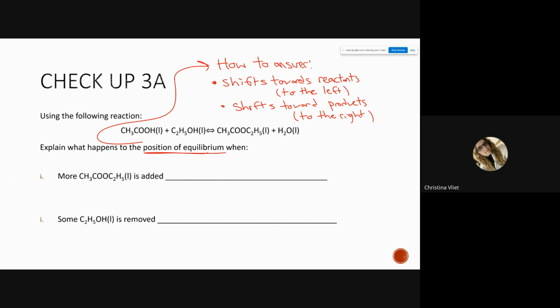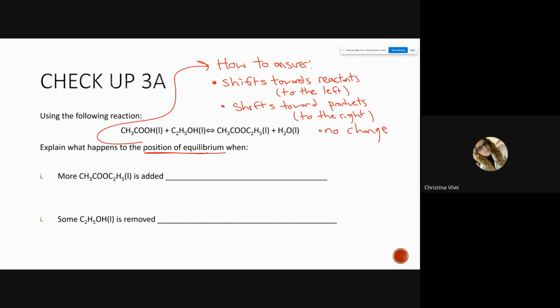Would we be given something that doesn't change the position of equilibrium? Or no change? Those are really your options. This does not affect equilibrium. All right, more CH3COOC2H5. We know what that is, but we just have to match it here.